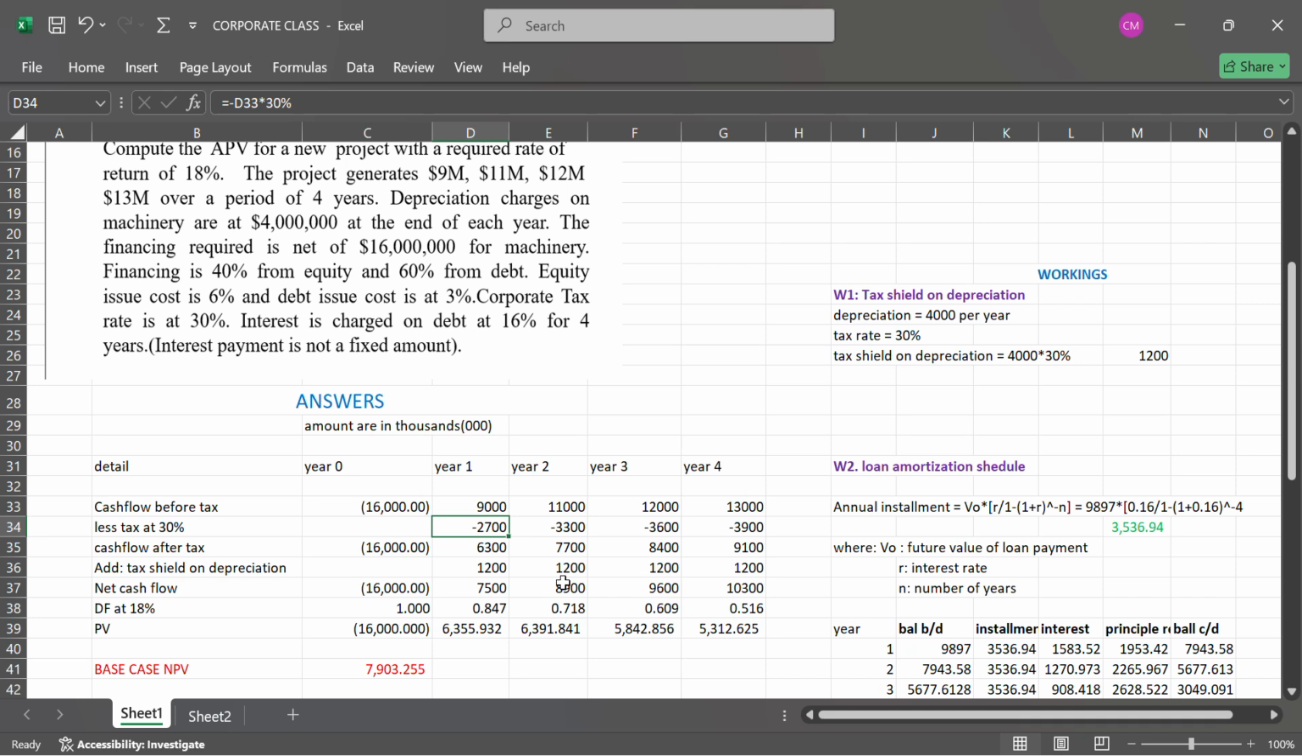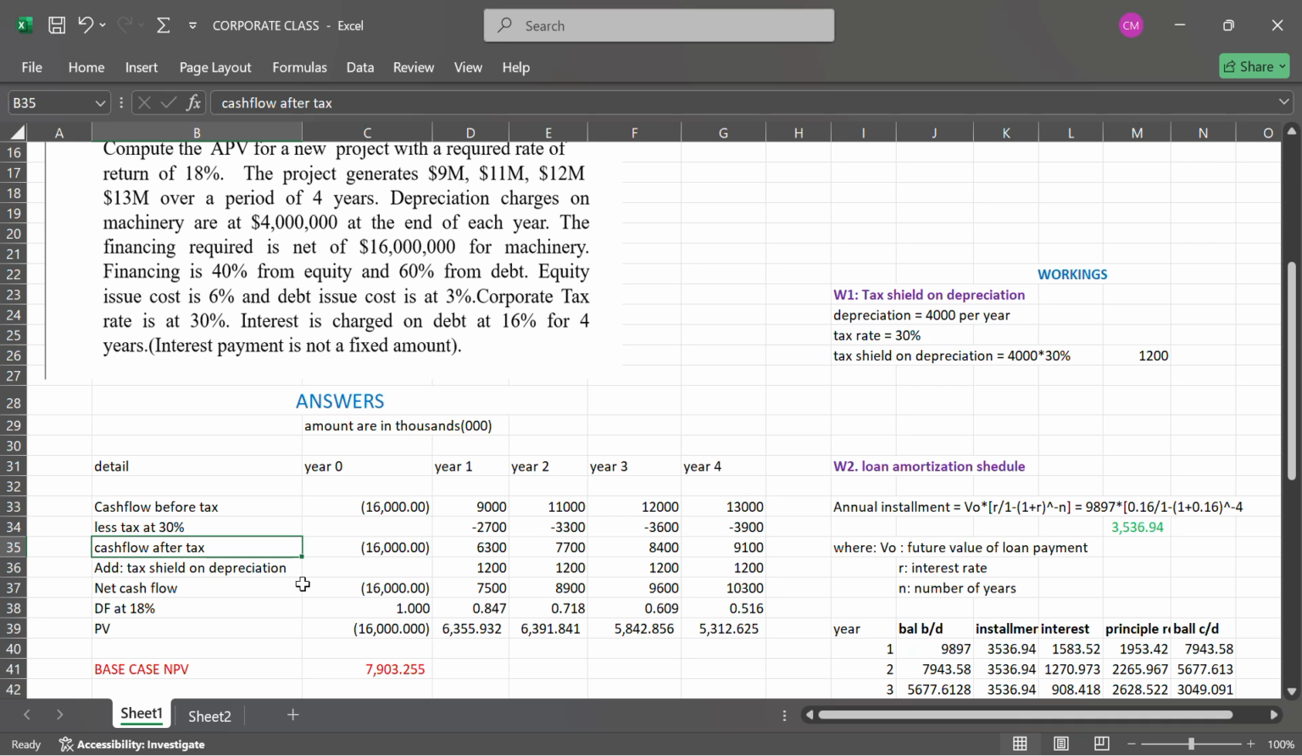2,700. And then here is 11,000 multiplied by 30% will be equal to 3,300. 12,000 times 30% will be equal to 3,600, and then 13,000 times 30% will be equal to 3,900. And then we can compute the cash flow after tax.